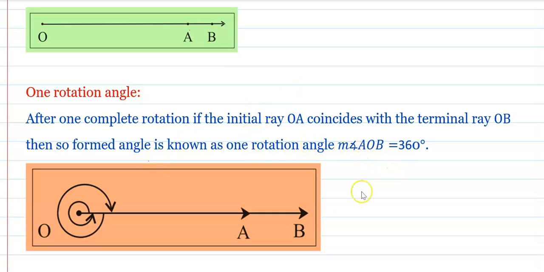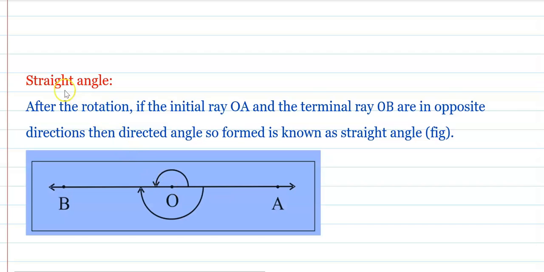Angle AOB is 360 degrees. What does it mean? It is like this: it starts from here and ends here. That is one complete rotation. This is first in anti-clockwise direction and the next is in a clockwise direction. It is one rotation. Measure of angle AOB is equal to 360. Now the straight angle.